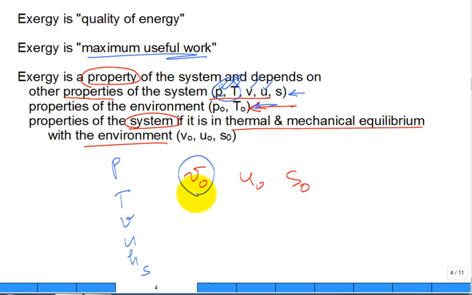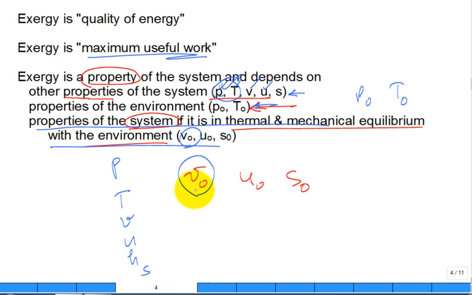It's a tough concept. Because what did we just say about the P naught and the T naught? What are those? That subscript says it's the pressure of the environment. But this is a very long sentence right here to describe V naught, U naught, S naught, which says it's the theoretical property of the system if the system would actually get to become in mechanical and thermal equilibrium with the environment. Yeah.